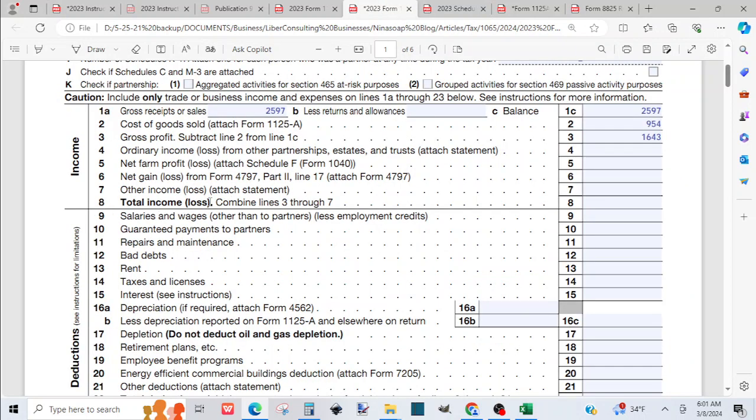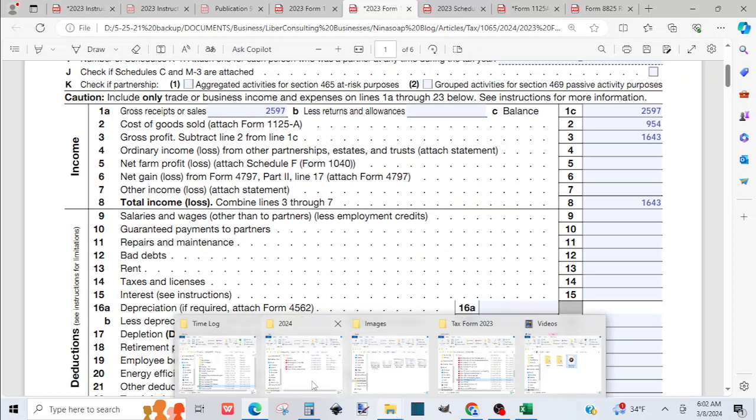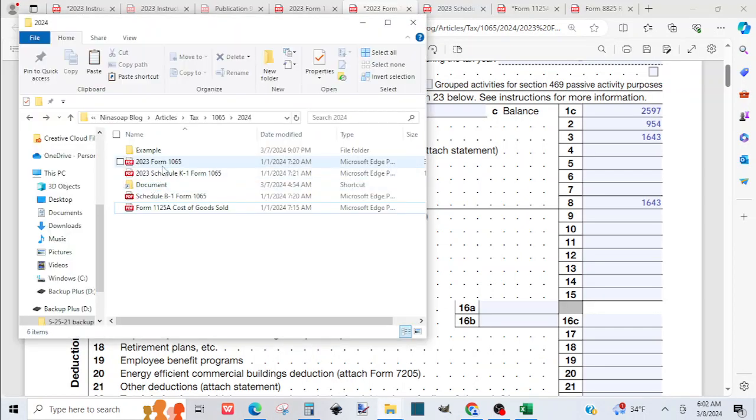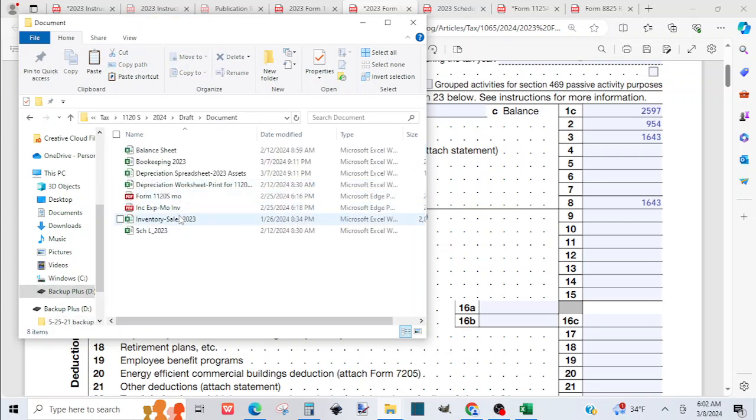Line 8, total income or loss, is going to be the sum of 3 all the way to 7, and it's going to be 1643. Salary. So again, you will need to pull your payroll data, and if you are not using a payroll software to track your payroll, you can design a spreadsheet to do that. We do have a free payroll worksheet that you can use.